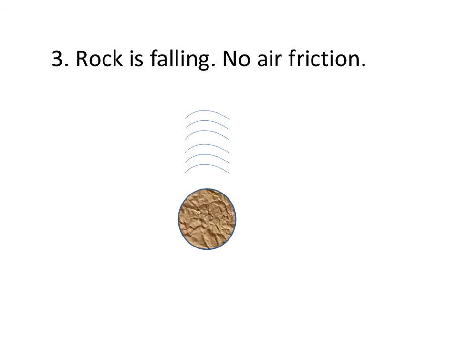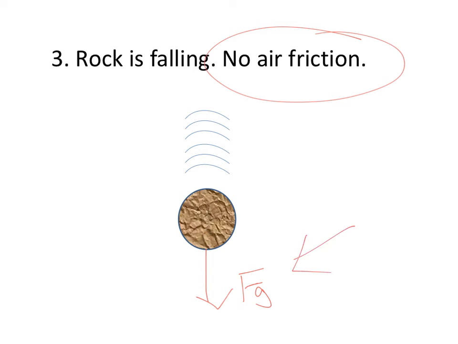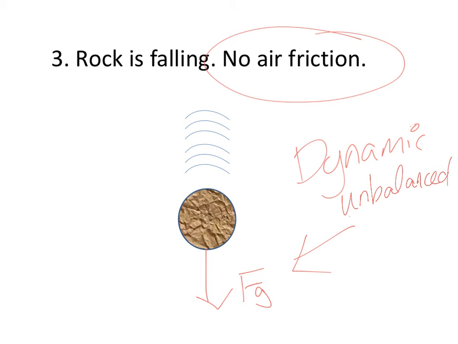This one, we've got a rock falling through the air. So we've got force of gravity automatically. It says no air friction, so we're ignoring any drag from the air that would happen. So all we have is force of gravity. This is definitely dynamic, or what we refer to as having unbalanced forces. Unbalanced just means they're not canceling each other out, right? There is acceleration occurring, here acceleration due to gravity.